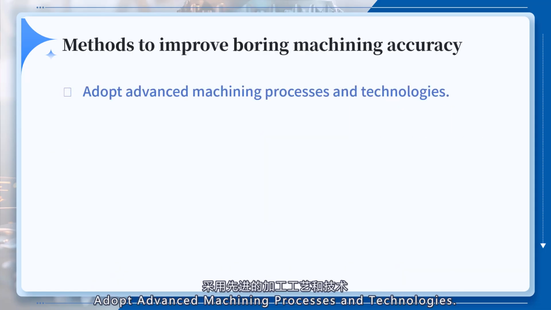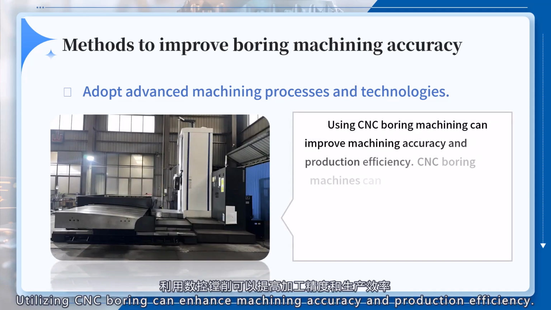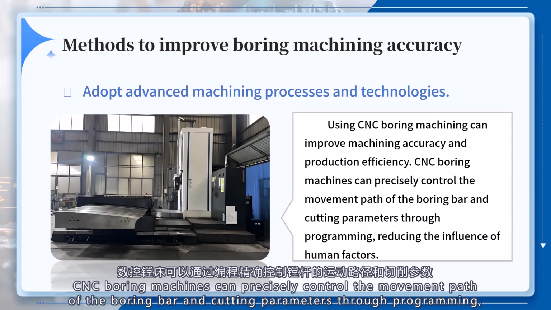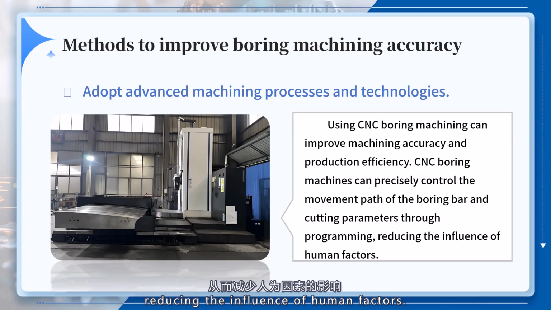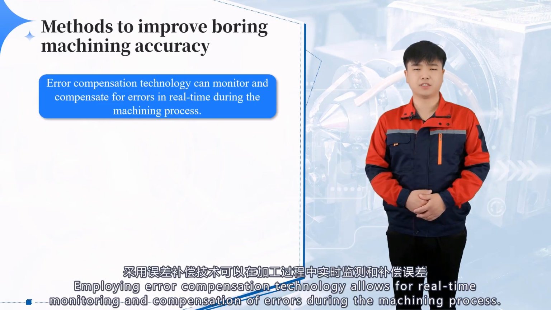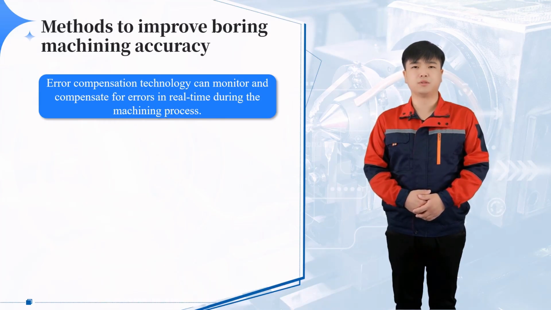Adopt advanced machining processes and technologies. Utilizing CNC boring can enhance machining accuracy and production efficiency. CNC boring machines can precisely control the movement path of the boring bar and cutting parameters through programming, reducing the influence of human factors. Employing error compensation technology allows for real-time monitoring and compensation of errors during the machining process.